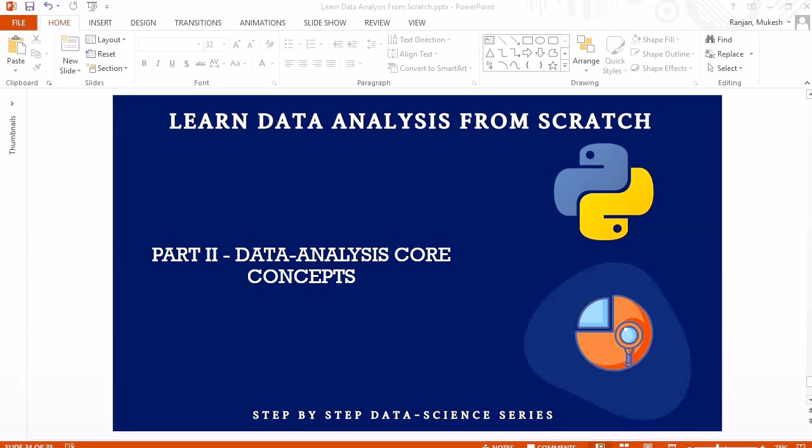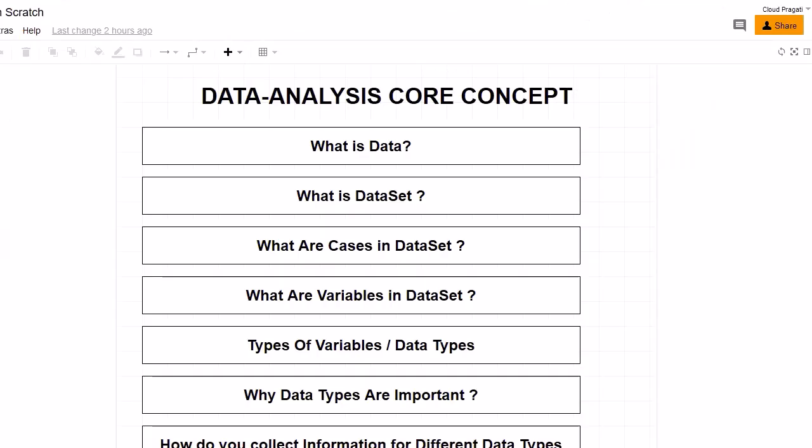Hello guys, welcome back. In this session, we are going to look into each of the topics which I have introduced in our earlier session. So let's start our discussion with a question: what is data?